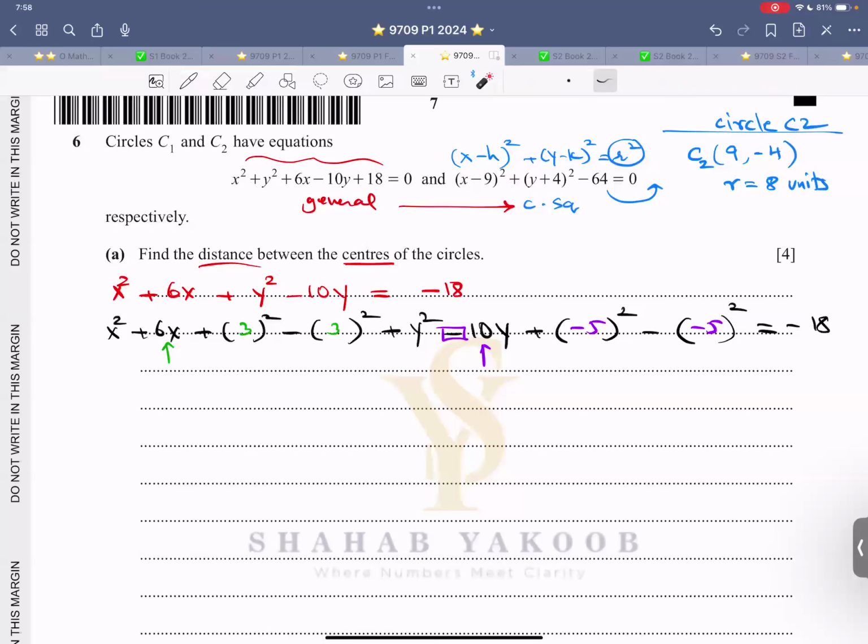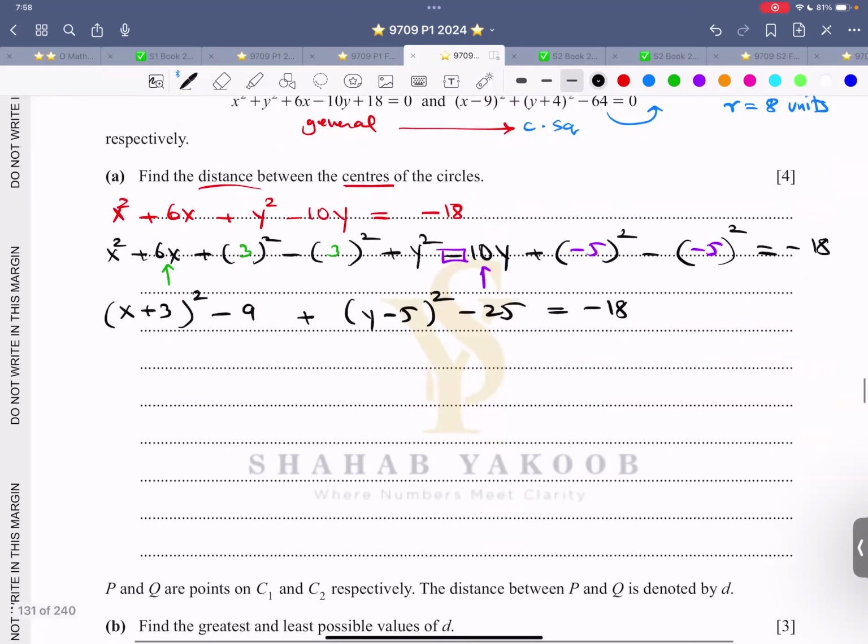Now, we know that if the coefficient of x is positive, this is (a plus b) whole squared. The coefficient of this thing is negative, so this is (a minus b) whole squared. Make sure the coefficient of x squared and y squared is 1, because otherwise you cannot do the completing the square method. So therefore, these first three terms are (x plus 3) whole squared minus 9. This is (y minus 5) whole squared minus 25 is equal to negative 18. So 9 and 25, how much is that? That is 34 over here.